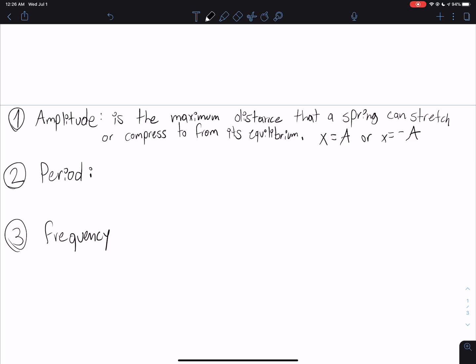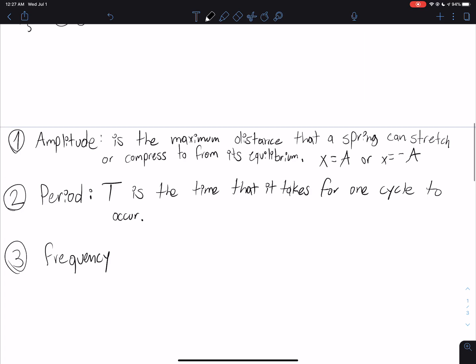Period has a variable, capital T, and period is the time that it takes for one cycle to occur.